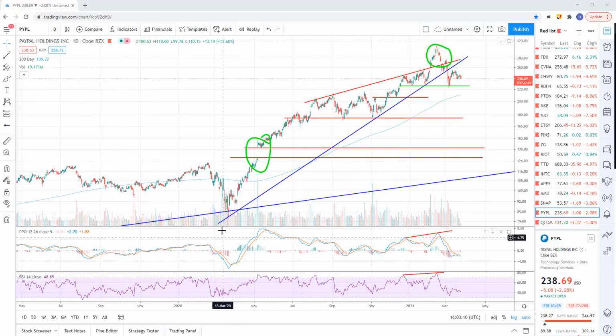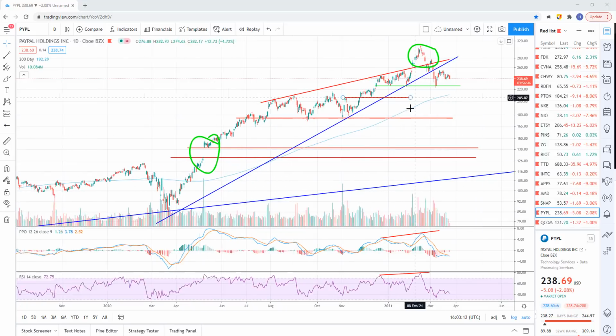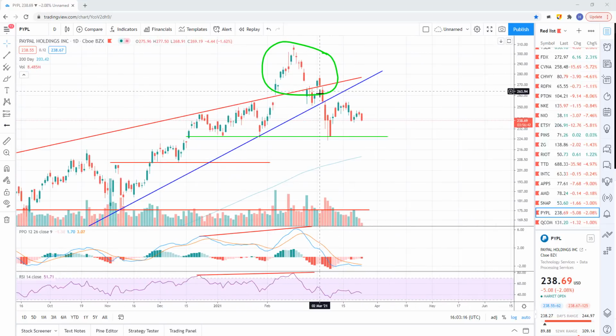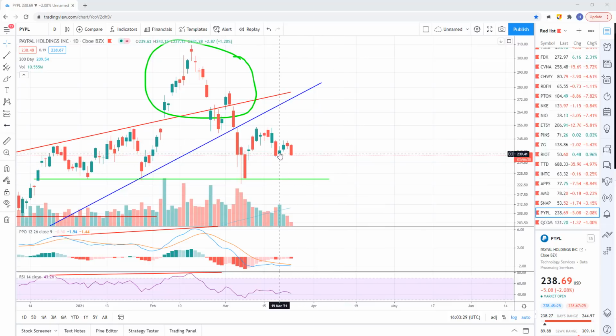PayPal. You have an uptrend coming off the 2020 lows, creating this bearish rising wedge. We broke to the upside right up here, and that's a low probability area when you break above a bearish pattern. It then broke and failed back below the pattern. You can see we had a little bounce, but we're starting to roll over. They're fighting, but the trend hasn't changed.